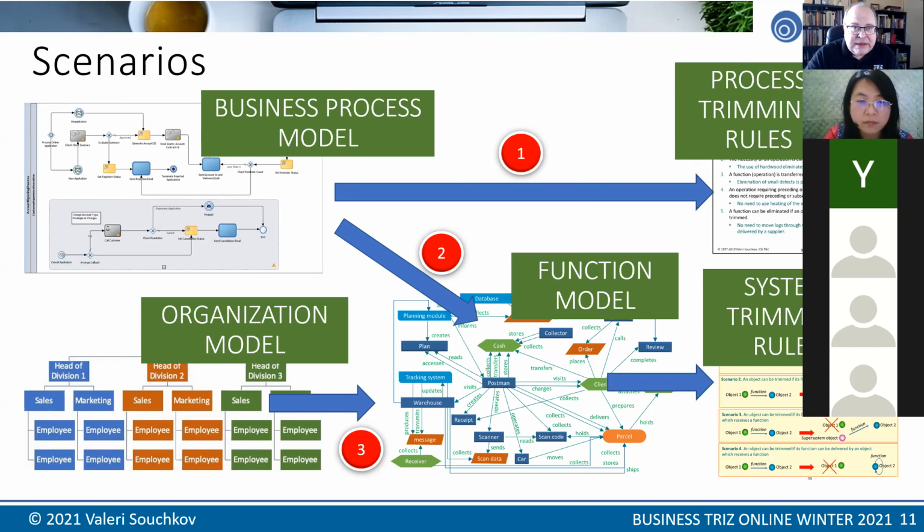How do we do it in business? Well, a very similar approach. There are three scenarios. Another tool in technical trees, which is much less known, as I mentioned yesterday, is called function analysis of processes. And we also have process trimming rules, which are not the same as system trimming rules.